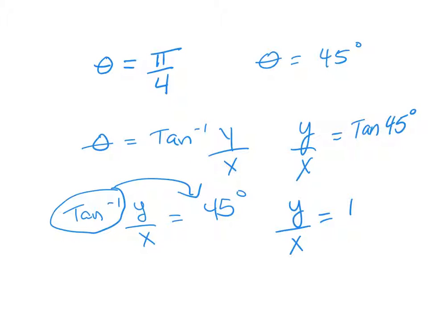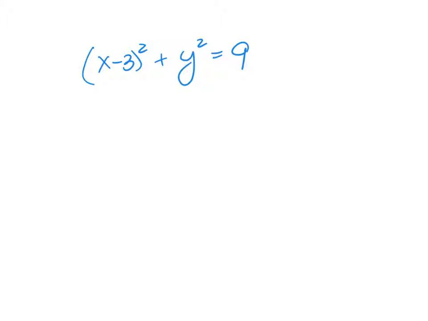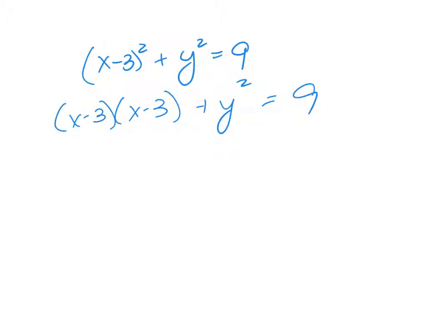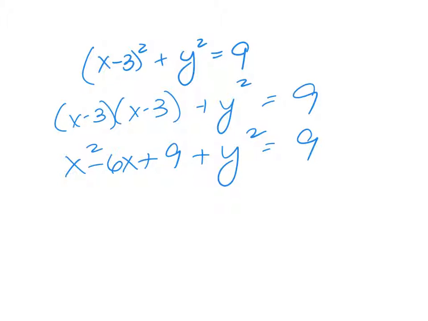And if I were to leave the y alone, what do I multiply on both sides? X on both sides. So y equals x. Now, whenever you see one like this, you're going to FOIL that x minus 3. So that's x minus 3 times x minus 3 plus y squared equals 9. Let's FOIL it first, and we get x squared minus 6x plus 9 plus y squared equals 9.